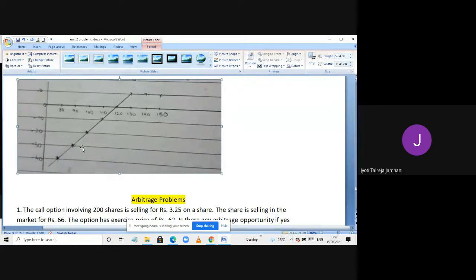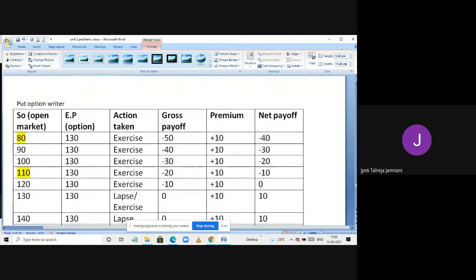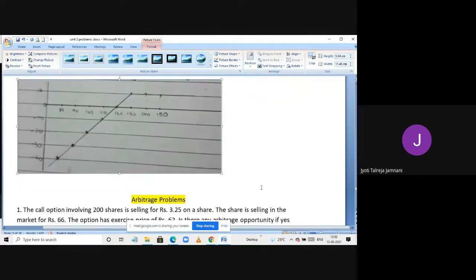So if you go up, you can see the losses are unlimited. If the price goes till 0, he will go on losing more, but his gain is limited to 10 rupees. So only 10 rupees is what he will gain maximum. So this is how the put option writer's table and the payoff graph will look like.